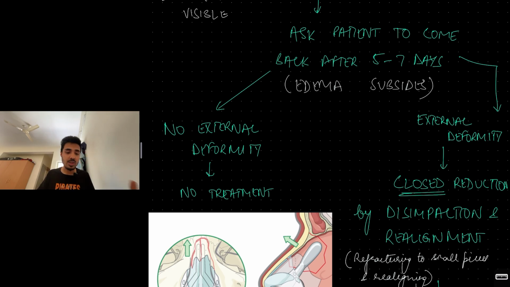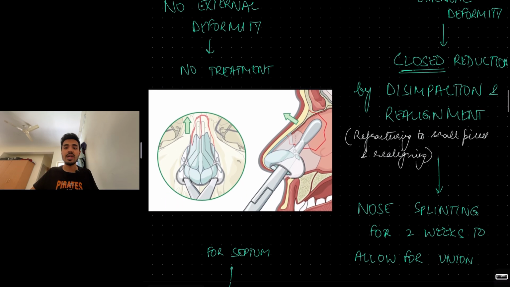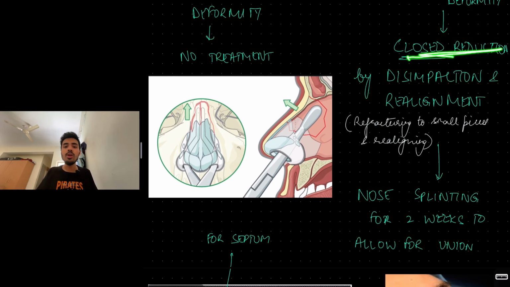Close reduction. Class 1 and 2 nasal bone fracture, if they have come back after 5 to 7 days with external deformity, always go for close reduction, as you can see in this picture. So how do you do close reduction?